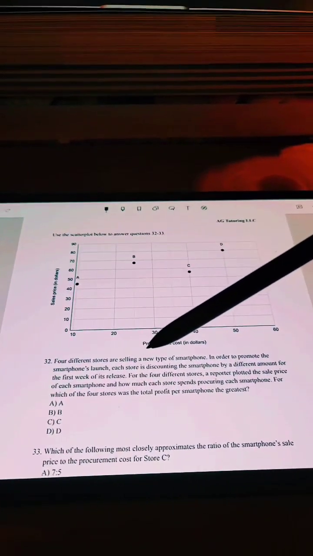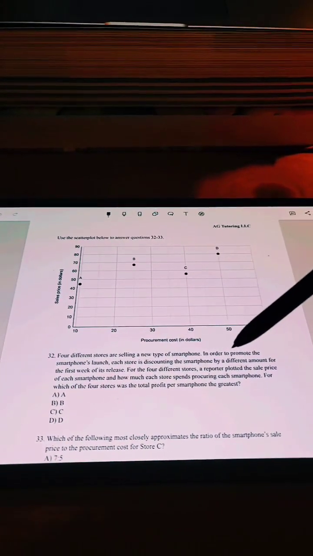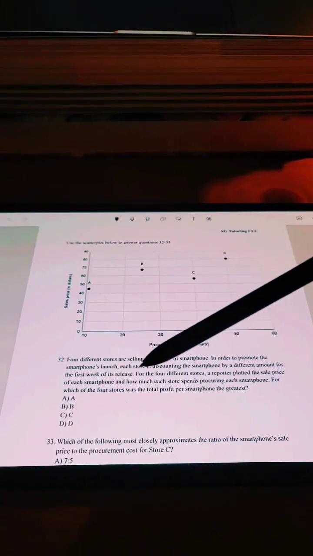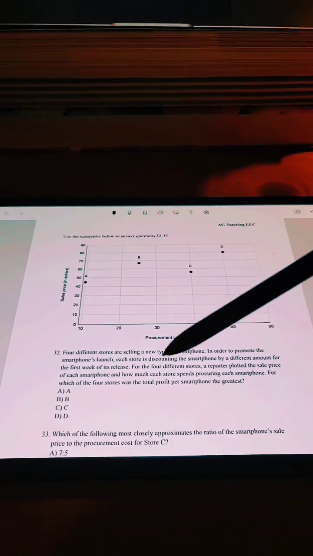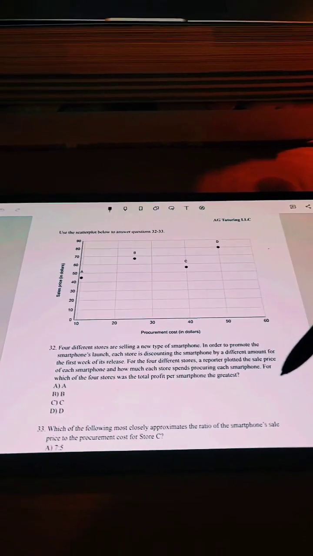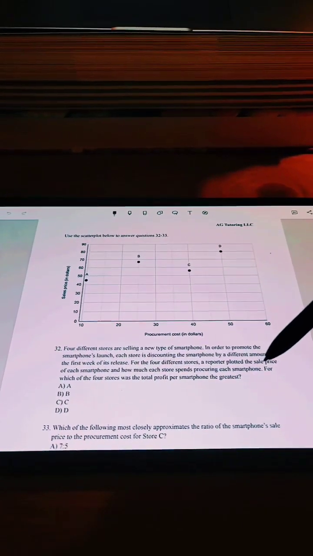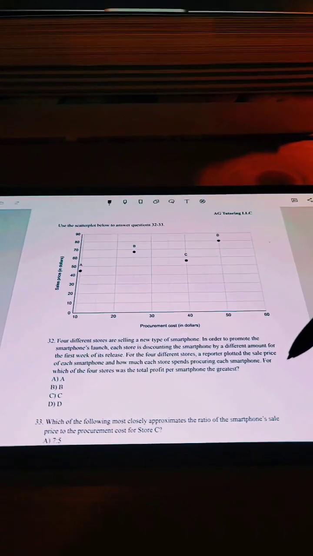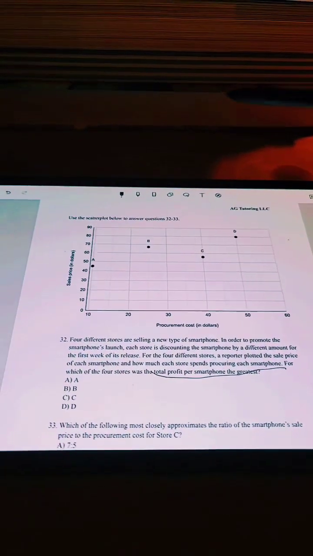Four different stores are selling a new type of smartphone. In order to promote the smartphone's launch, each store is discounting the smartphone by a different amount the first week of its release. For 4 different stores, a reporter plotted the sale price of each smartphone and how much each store spends procuring each smartphone. For which of the 4 stores was the total profit per smartphone the greatest? So which store has the greatest profit, basically?